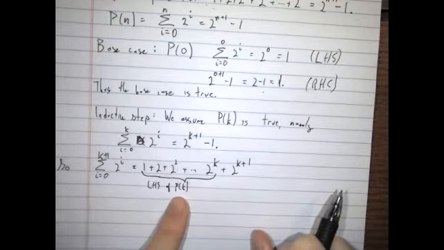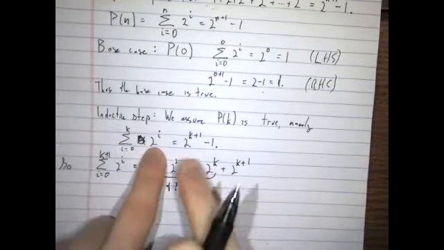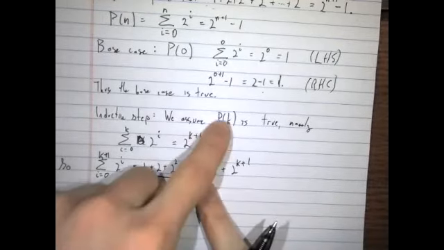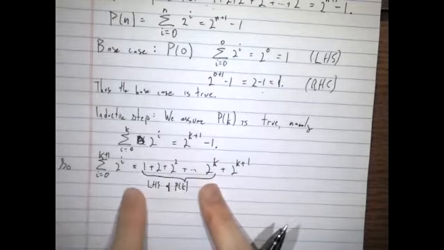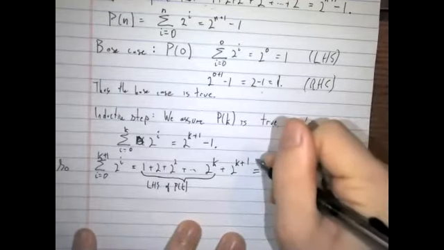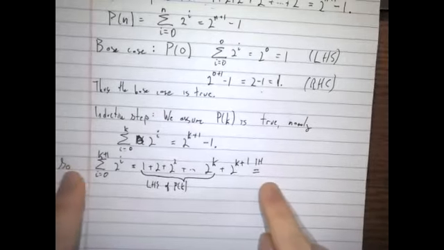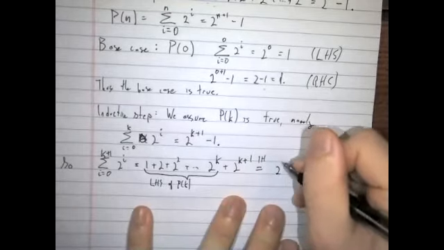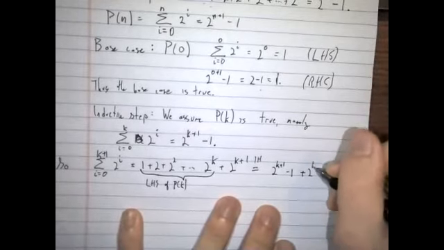Well, P of K is a statement, but P of K is the statement that this is equal to this. So the left-hand side of P of K is this, and if we assume P of K is true, that means I'm going to be able to replace this with 2 to the K plus 1 minus 1. So this is what is called the inductive hypothesis. This is where I use my assumption on P of K to do something with the expression for P of K plus 1. So this is going to be equal to 2 to the K plus 1 minus 1 plus 2 to the K plus 1.